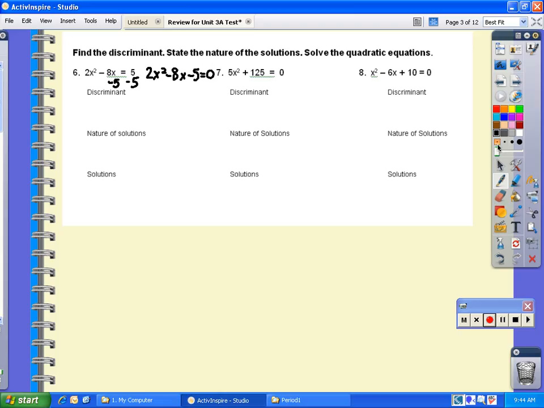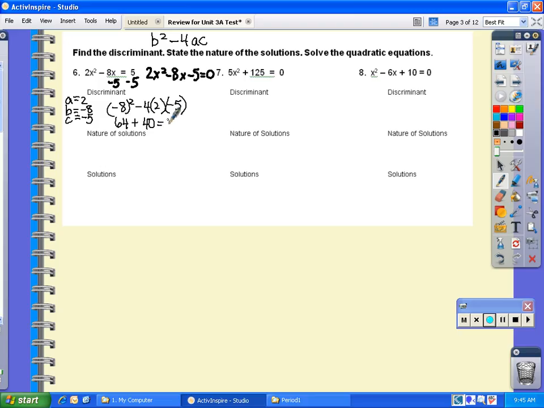Okay, now I am going to identify A, B, and C. A equals 2, B equals negative 8, and C equals negative 5. Plugging it into the discriminant, remember the discriminant is B squared minus 4AC. So B is negative 8, so I'm going to take negative 8 squared minus 4 times A times C. If I evaluate that, I will get 64 plus 40.